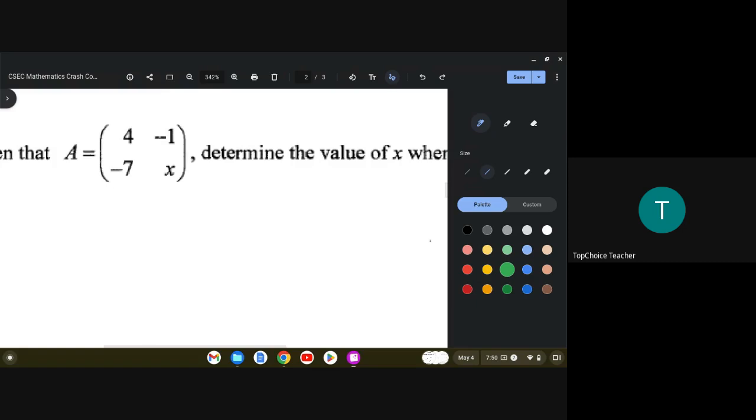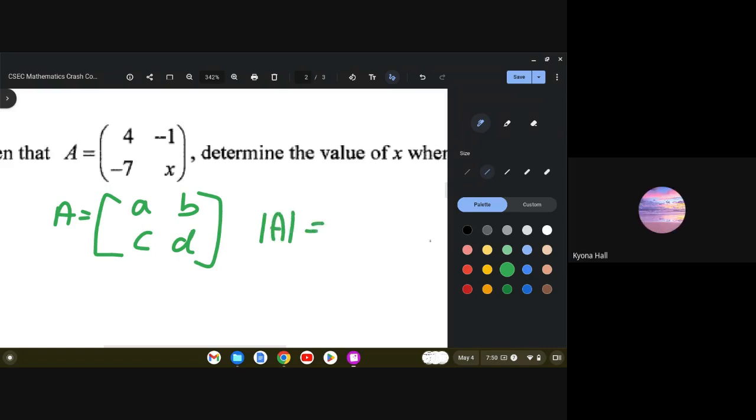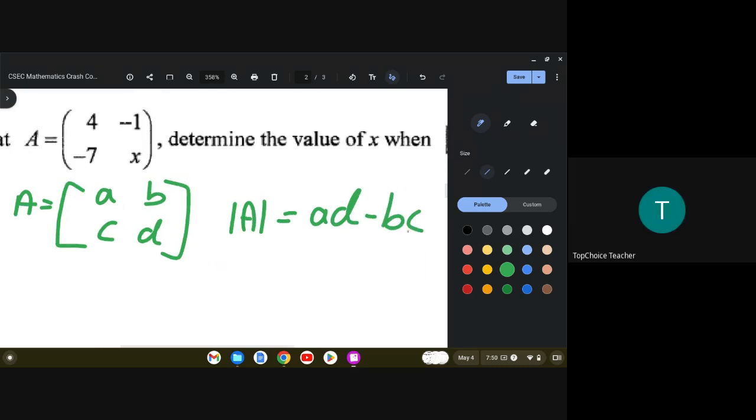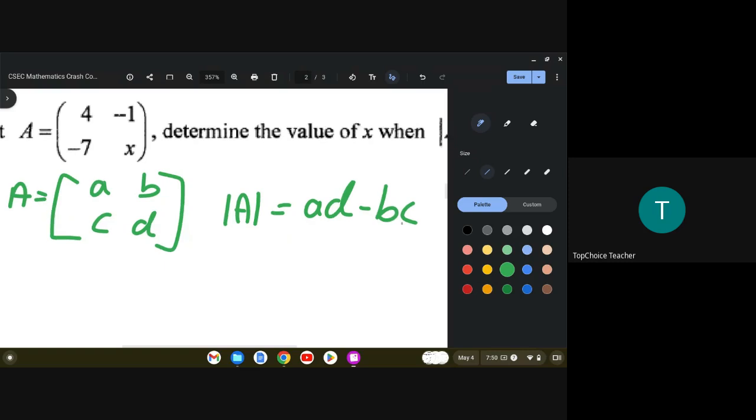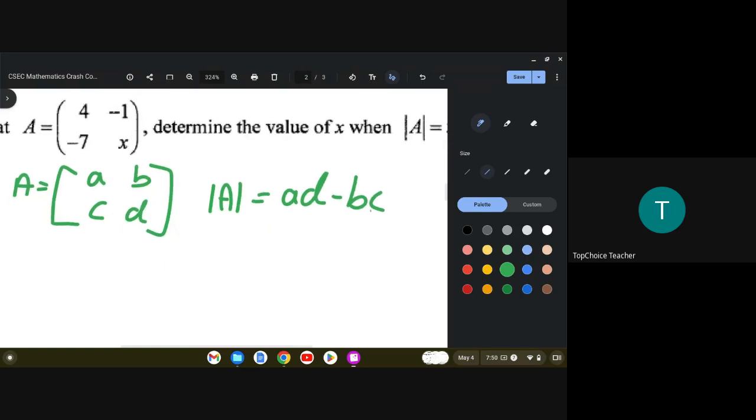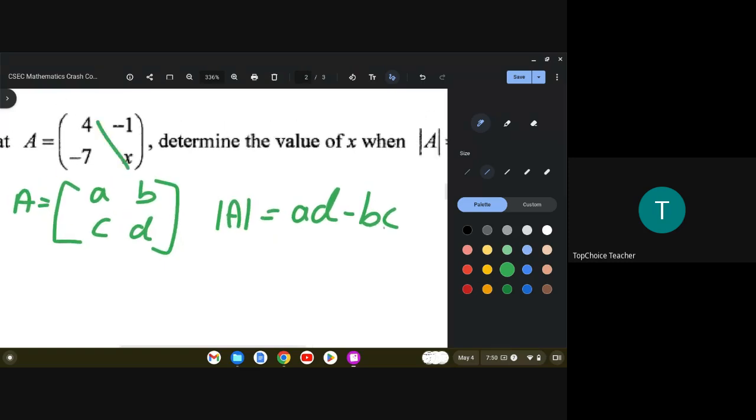Does anyone know how to find the determinant? Let's look at this. If I have this matrix A, which is equal to a, b, c, d, how do we get the determinant from that? AD minus BC. Very good. So that is it, AD minus BC. We're doing the exact same thing now. Because I told us that the determinant is 5, I could put 5.